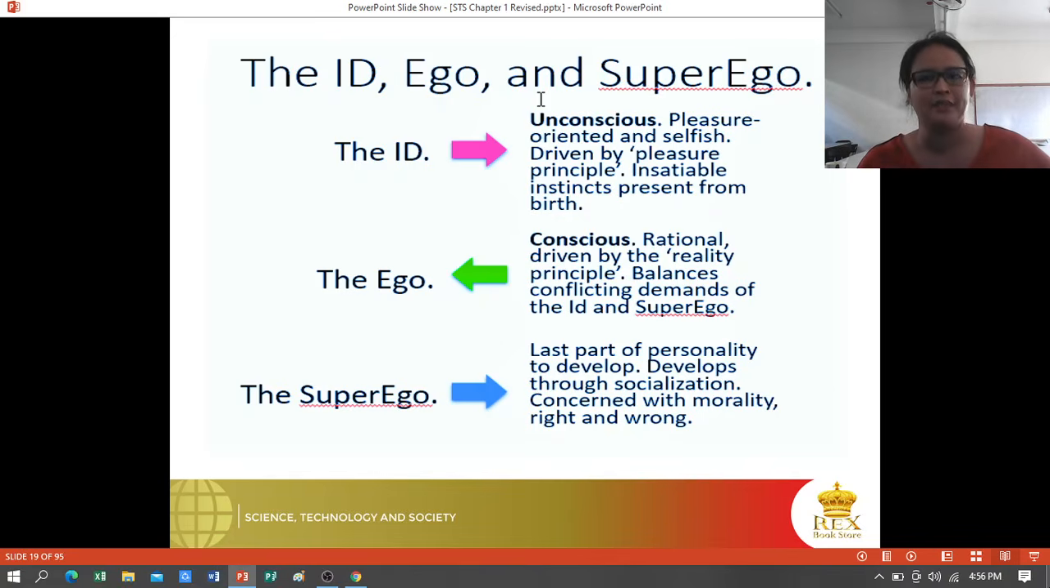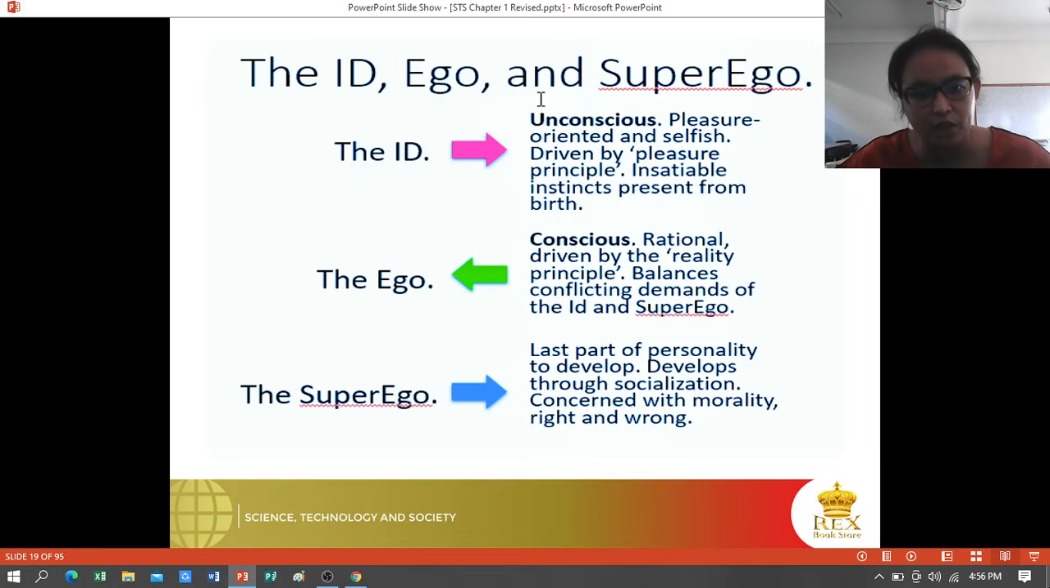So this is the id, the part of our mind that is very pleasure-driven, very insatiable, present from birth.